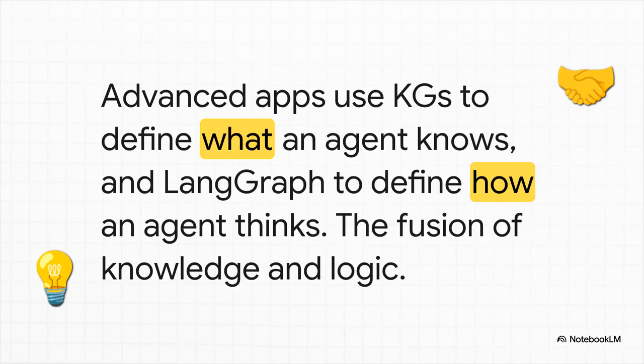But here's the real secret, the crucial point of all this. The most advanced, most powerful AI applications don't choose one or the other. They use both. They use knowledge graphs to define what the agent knows, and they use LangGraph to define how the agent thinks. It is the fusion of knowledge and logic that creates true intelligence.